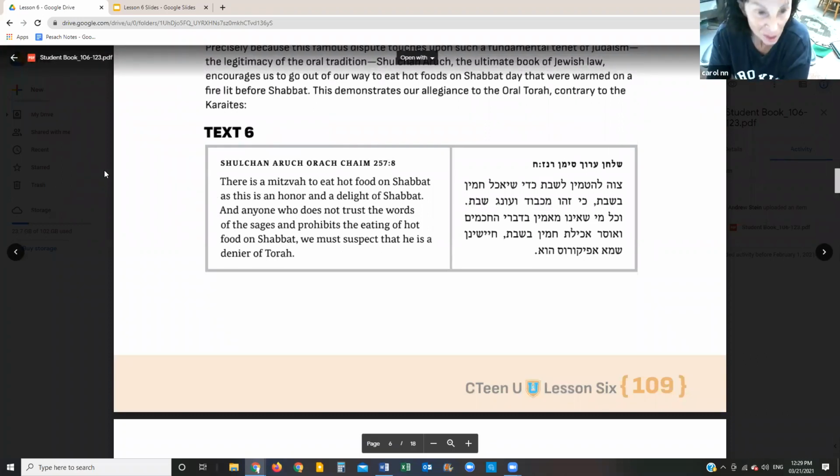There is a mitzvah to eat hot food on Shabbat, as this is an honor and a delight of Shabbat. And anyone who does not trust the words of the sages and prohibits the eating of hot food on Shabbat, we must suspect that he is a denier of the Torah.